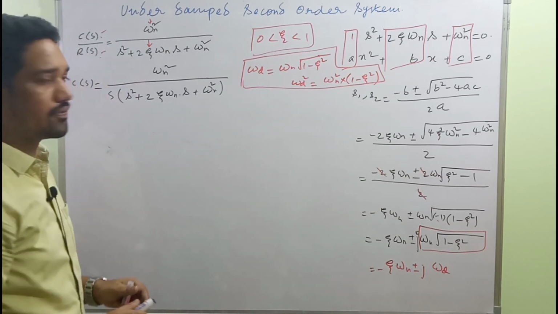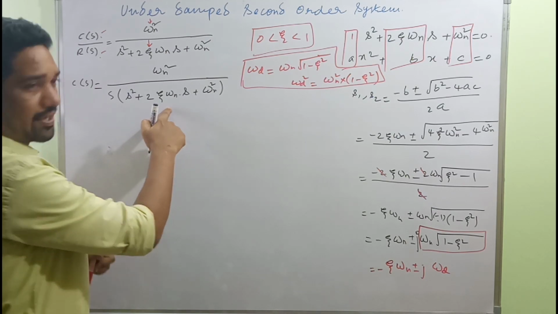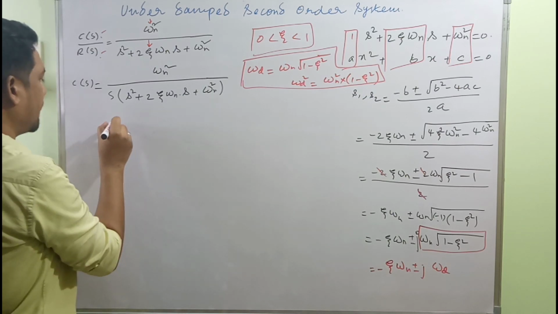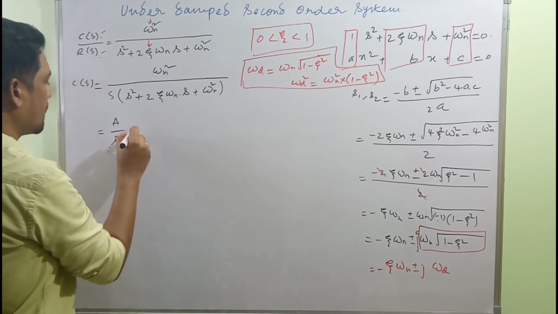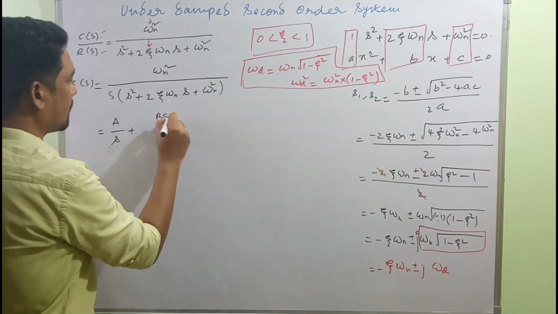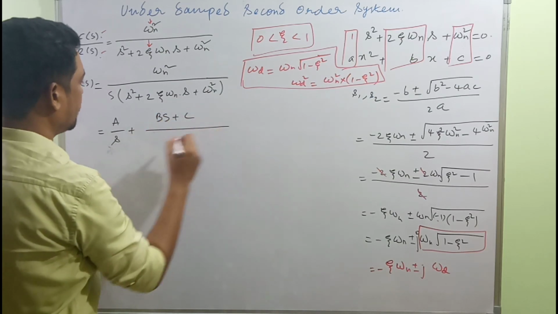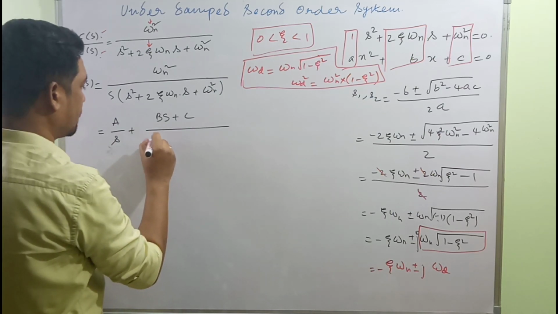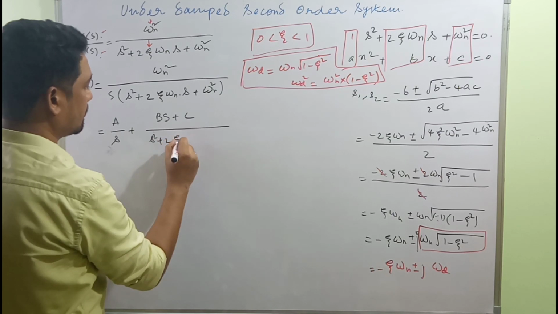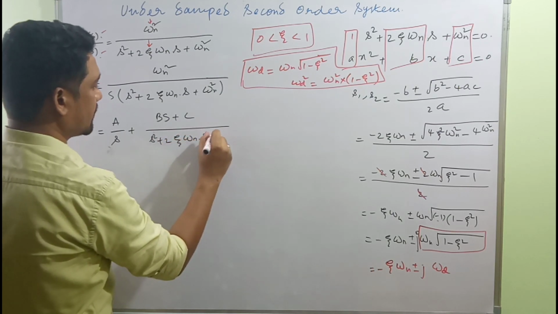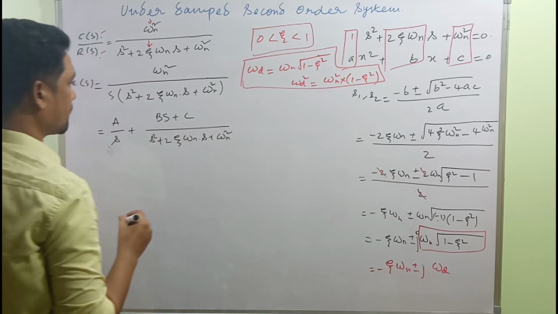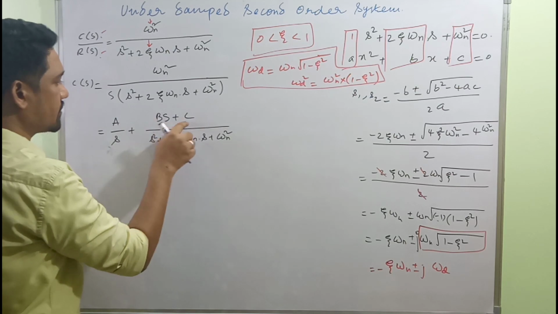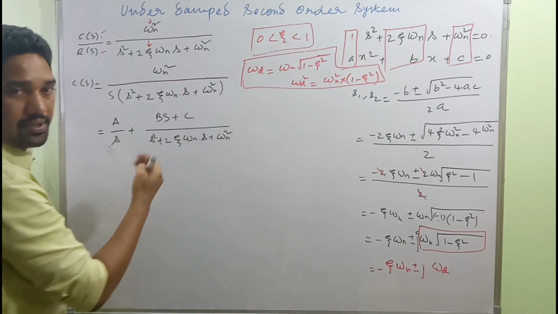Making use of this, it could be split into partial fractions, and we have a quadratic expression over here. It takes the form A by s for the first term, plus Bs plus C upon the quadratic expression as it is, s square plus 2 zeta omega n into s plus omega n square, isn't it? Now how to evaluate the values of a, b, c? We'll go back to this one.